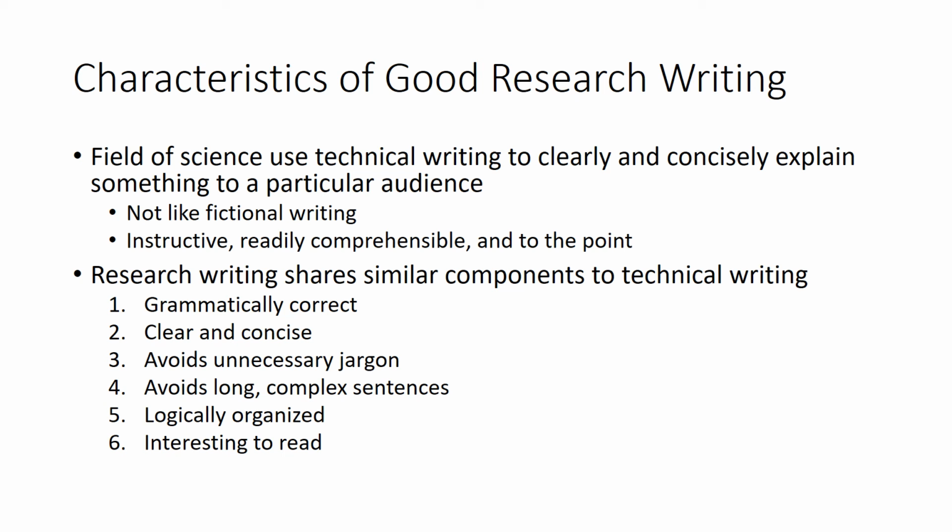When it comes to good research writing, it shares similar components to technical writing. So the characteristics of good research writing are that the writing is grammatically correct, such as standard rules of punctuation and spelling. It is clear and concise and avoids unnecessary jargon. It avoids long and complex sentences. It's also logically organized, pretty much meaning it flows very smoothly from one section to another, and even from one sentence to another using transitions. And probably most importantly, it is interesting to read.